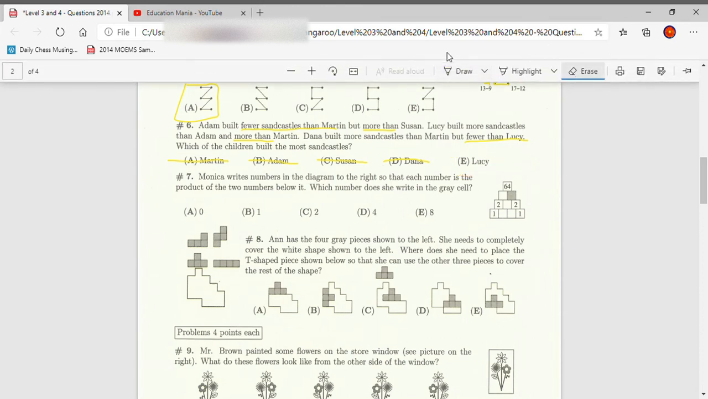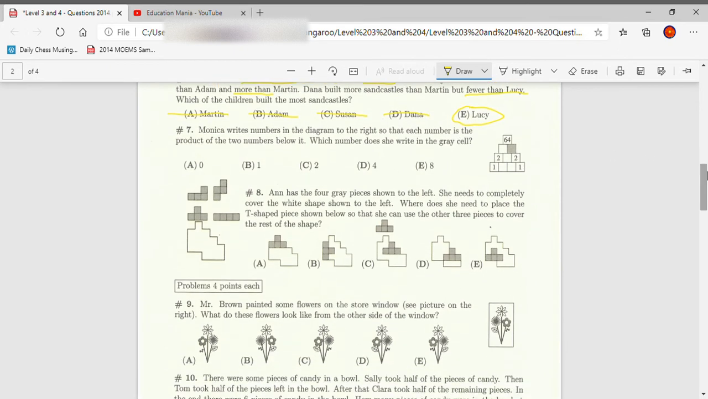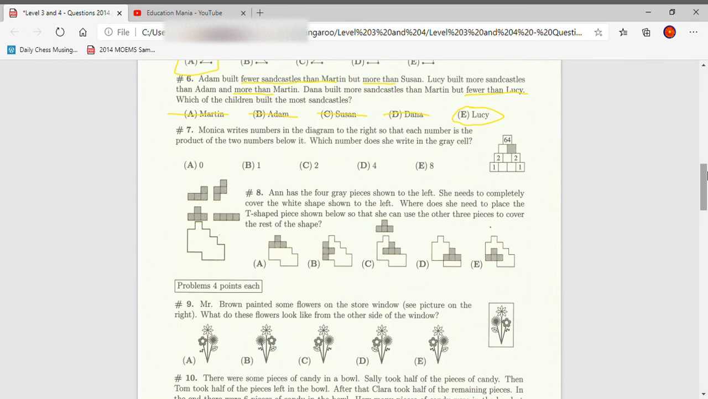I'm going to make that circle a little smaller so it doesn't cover the problem. Number 7. Monica writes the numbers in the diagram to the right so that each number is the product of the two numbers below it. Which number does she write in the gray cell?